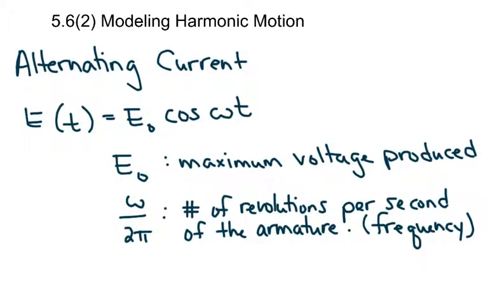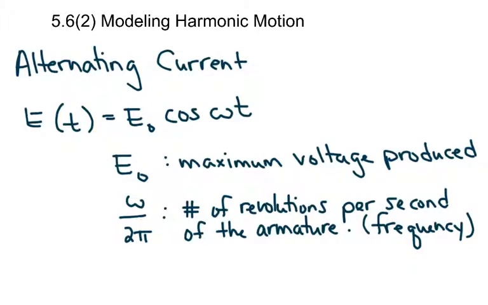Another situation in which simple harmonic motion occurs is in an alternating current generator. Alternating current is produced when an armature, which is like a piece of metal between the poles of a magnet, rotates about its axis in a magnetic field. This armature then creates current. There's a formula that we can use to talk about the voltage generated by this situation.